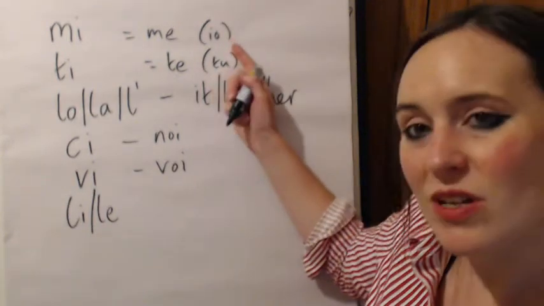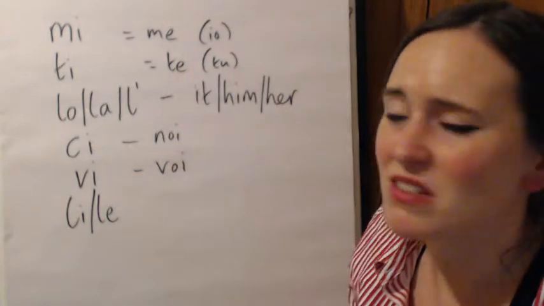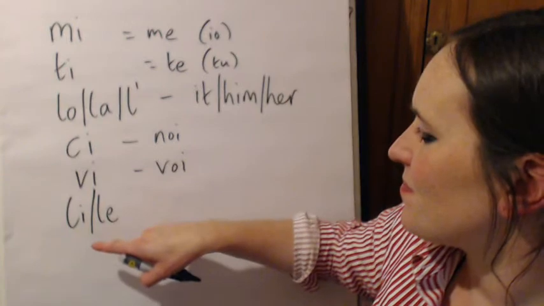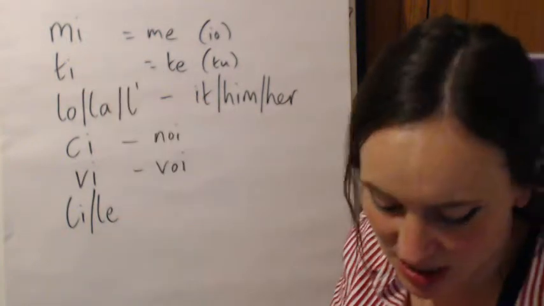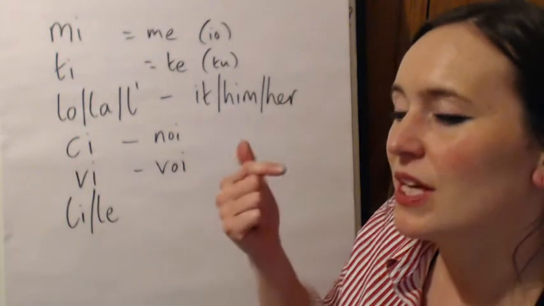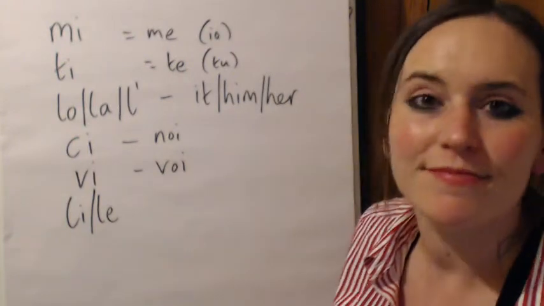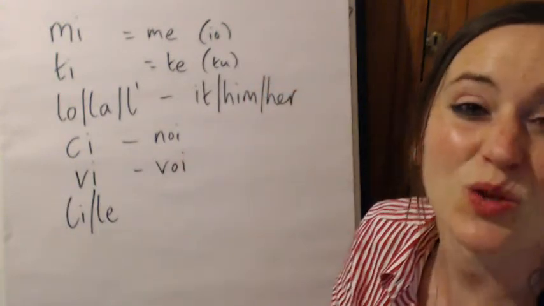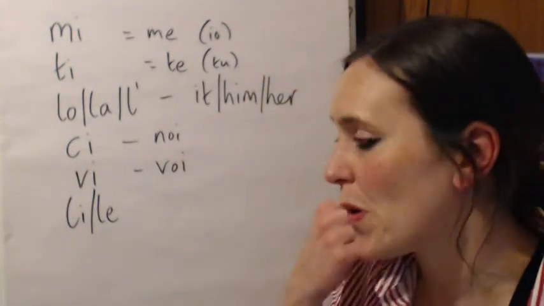Anyway, there's some confusion because noi and voi look exactly the same as the subjects. But io and me, two different things. So me and ti really are the ones that are a bit confusing because you've got me and io, te and tu. Don't worry too much about those, but there's different functions basically, and you'll get used to when you use them.